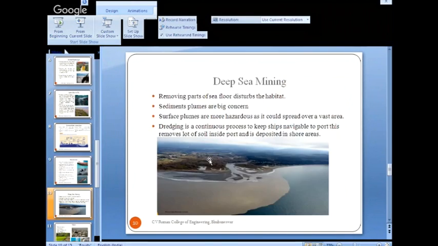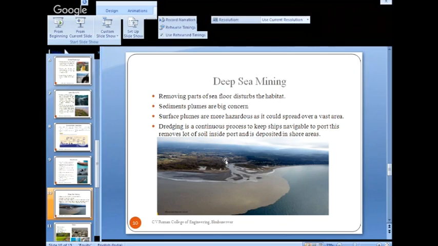Then coming to the next one, deep sea mining. We also extract minerals from underground, the sea beds. Removing parts of the seafloor disturbs the habitat there. Now the sediment plumes, as you can see in the figure, are generated inside the sea and also on the surface of the sea. But at the surface it is more, because it can spread over a vast area, so it can contaminate a long region, as you can see from the figure.